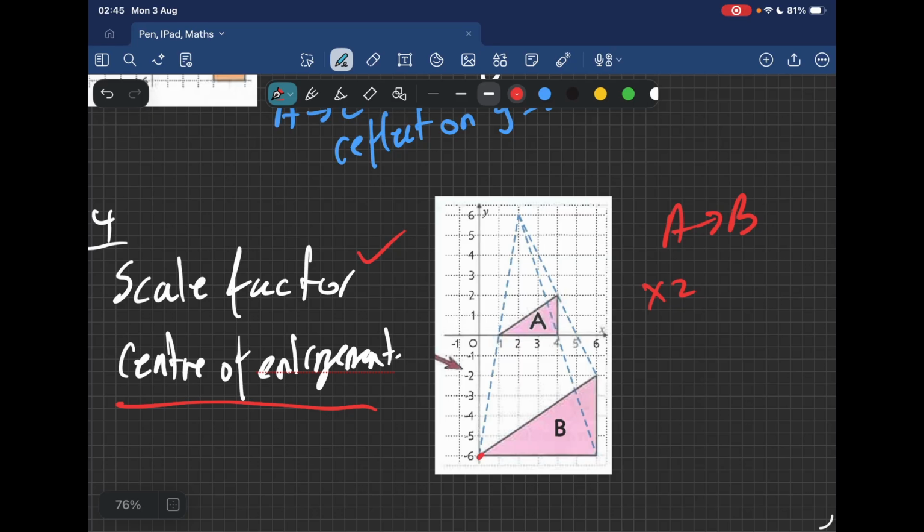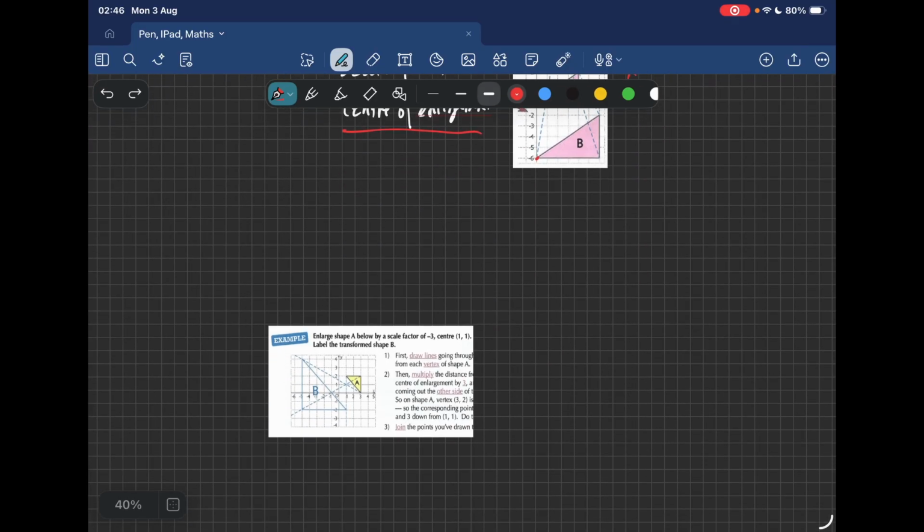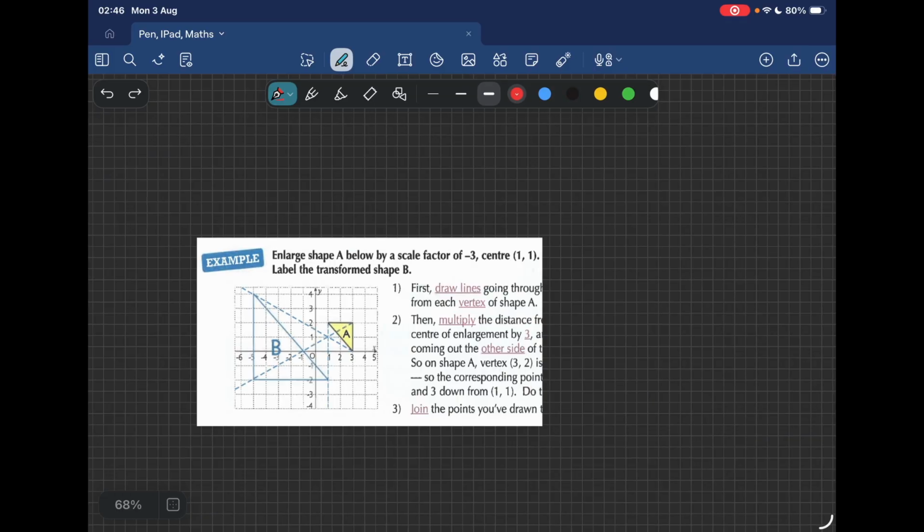Well, compare these points here. You go across one and then up 1, 2, 3, 4, 5, 6. Across one, up 1, 2, 3, 4, 5, 6. So the amount that B is away from A is always the same that A is away from the center of enlargement. But the straight lines is definitely the easier method to do. So draw straight lines through the similar points and find out where they meet. Perfect.